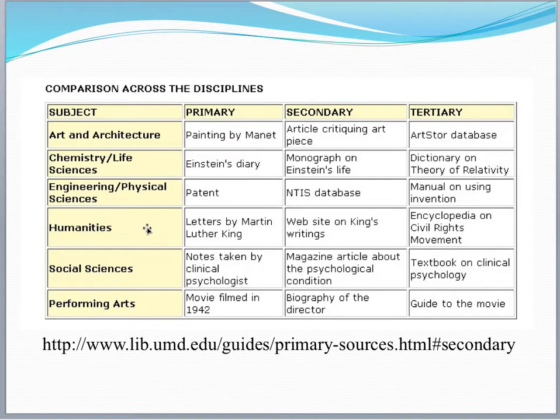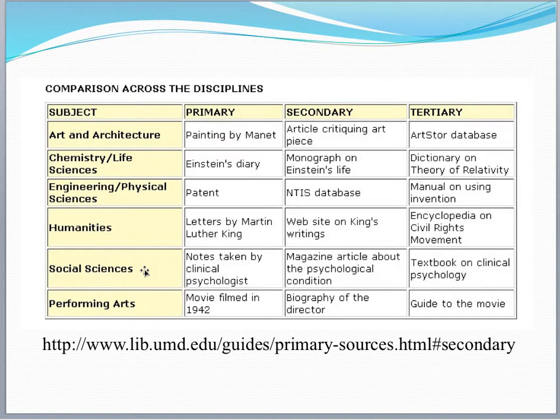In humanities, a primary source, letters by Martin Luther King. That's a primary source. A secondary source would be a website on King's writing. A tertiary source is an encyclopedia on the civil rights movement. Social science, primary source is data, and like I mentioned before, research data is considered a primary source.